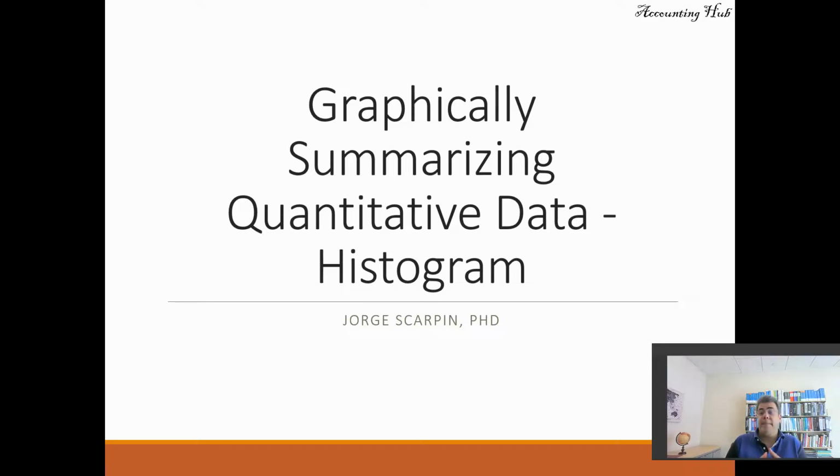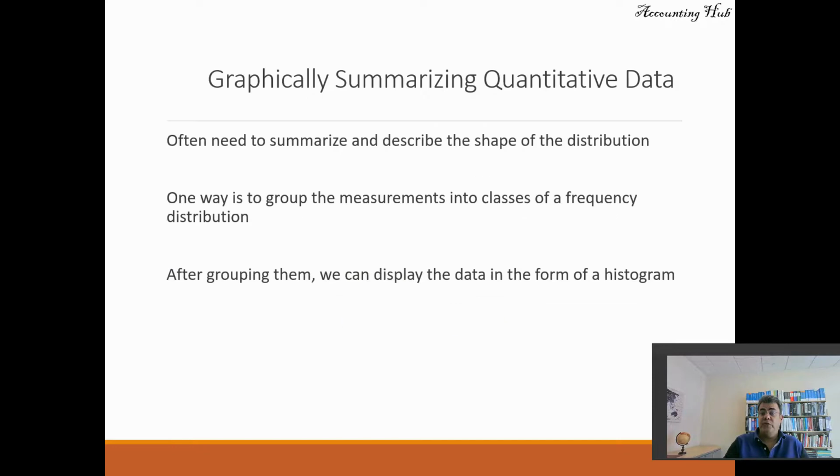I'm Professor George Scarpin, PhD in Accounting, and our topic today is graphically summarizing quantitative data using a histogram. Usually, it's much easier to do it by hand than on Excel. Excel is trying to fix it, creating some pre-built histograms, but they are not good. So let's go from scratch.